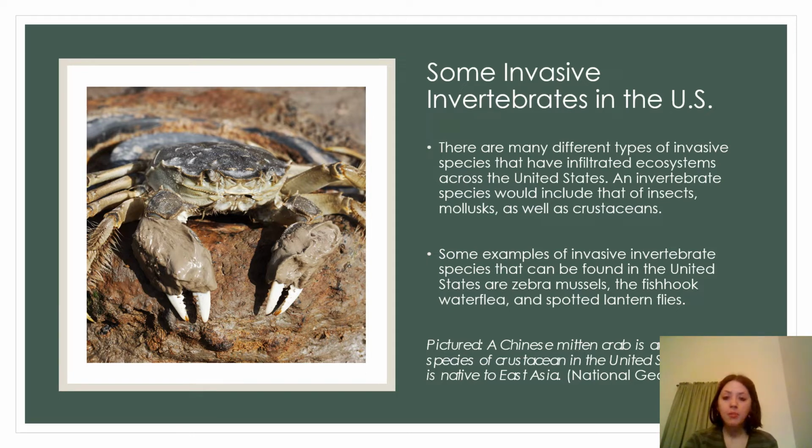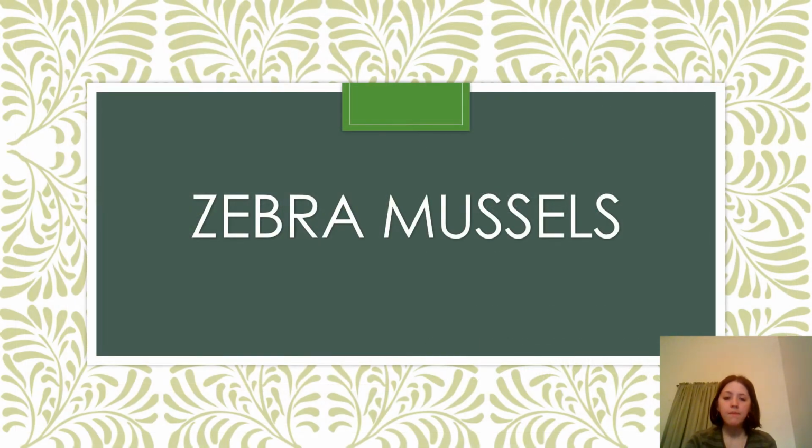And pictured to the left is a picture of a Chinese mitten crab, which is an invasive species of crustacean in the United States that is native to East Asian countries, such as China and Korea. And this picture was sourced from the National Geographic. Okay, so the first invasive invertebrate species that I'm going to talk about are zebra mussels.